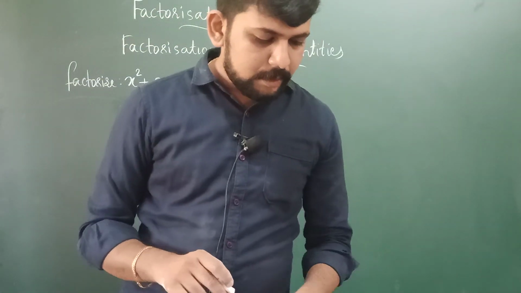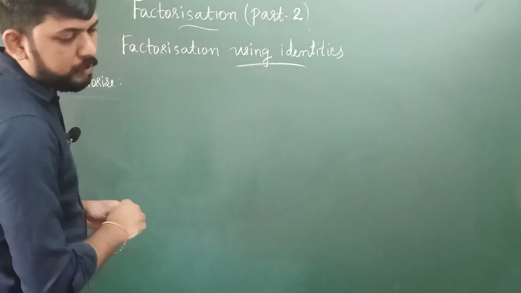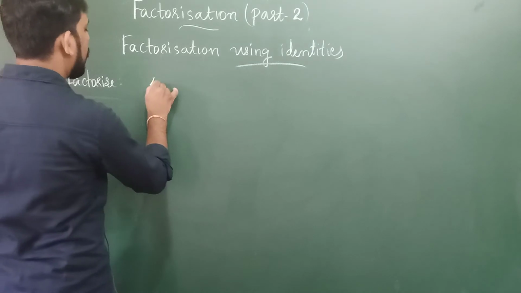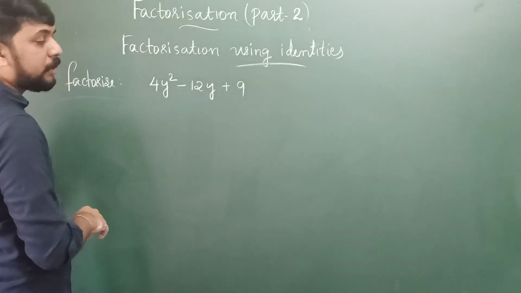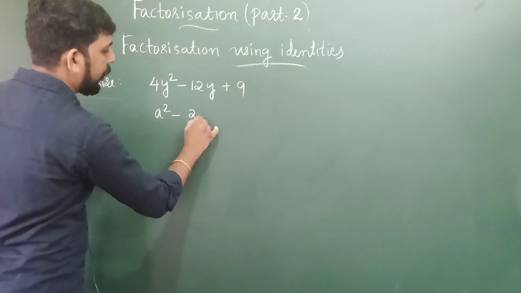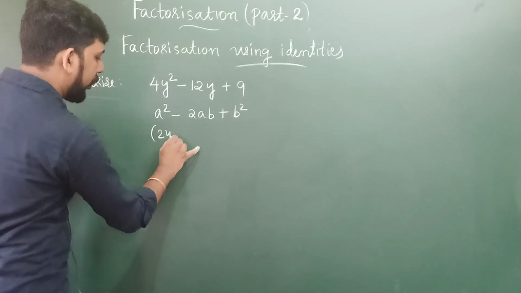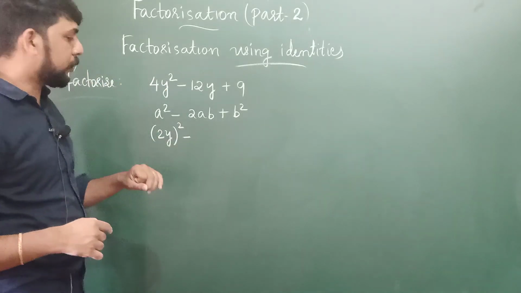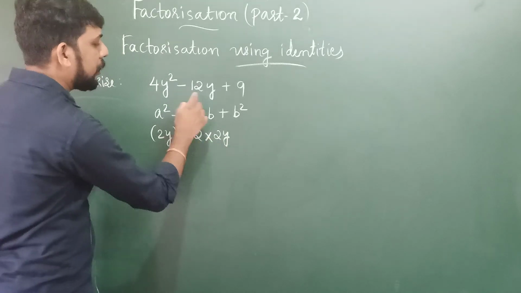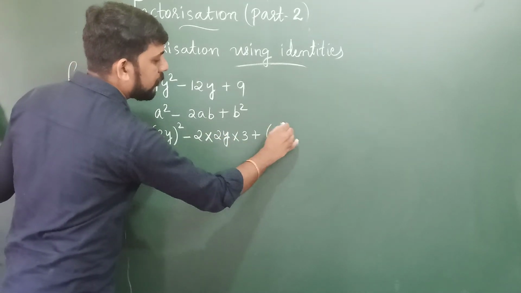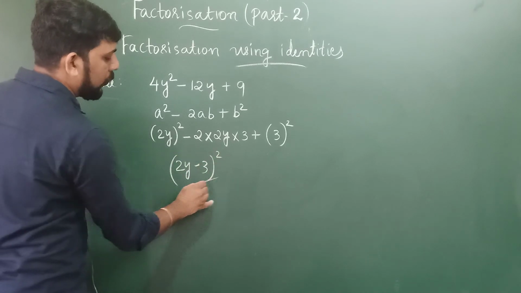Okay, then second one, listen all of you: 4y square minus 12y plus 9. Okay, this is a minus b whole square form, right? So using that expansion, a square minus 2ab plus b square. So a square, that means which number the whole square? 2y the whole square, that is 4y square. Then 2 into a, that is 2 into 2y, into 3, that is 12. Plus b the whole square, that is 3 the whole square. That means 2y minus 3 the whole square.